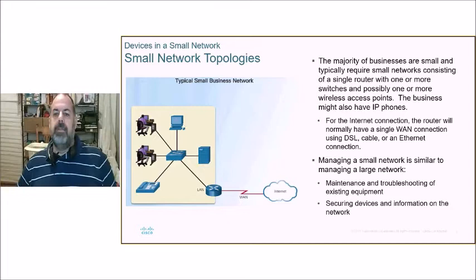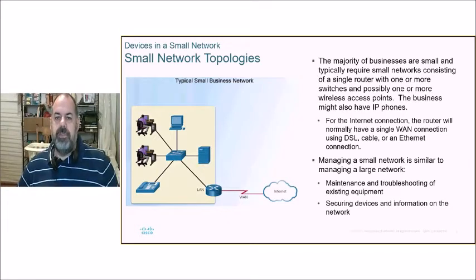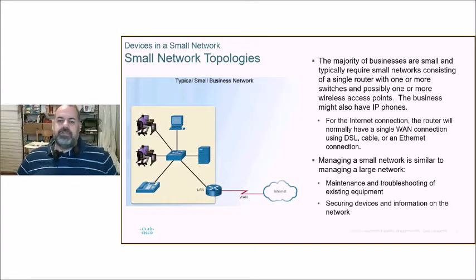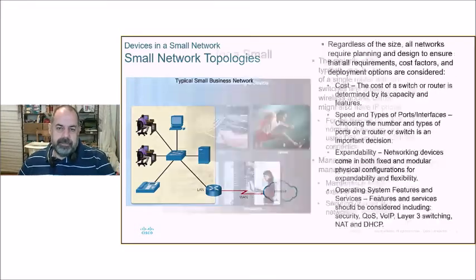So the majority of businesses are small and typically require small networks consisting of a single router with one or more switches and possibly one or more wireless access points. The business might also have IP phones. For the internet connection, the router will normally have a single WAN connection using DSL, cable, or an Ethernet connection. So managing a small network is similar to managing a large network. So you still need to do maintenance and troubleshooting of your existing equipment. And of course, you need to secure your devices and information on that network.